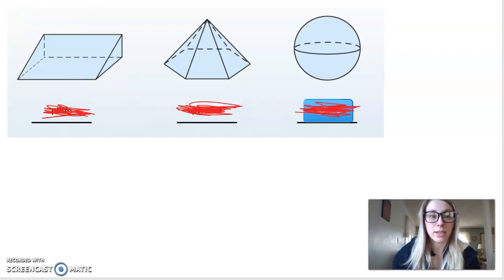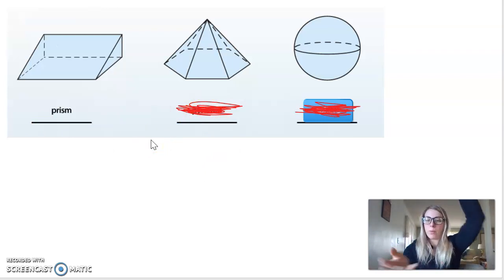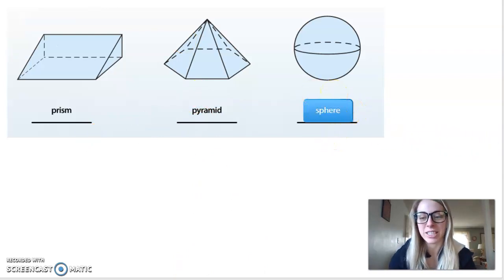If you answered prism, you are correct, because we have a side and a side, and that's sandwiching the rest of those lateral sides in. Next one, we have a base and it's all going up to a point. Is this a prism, a pyramid, or a not polyhedron? If you answered pyramid, you're right. And you all know what this last shape is. It is a sphere.